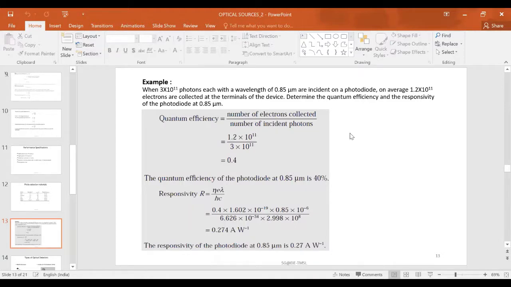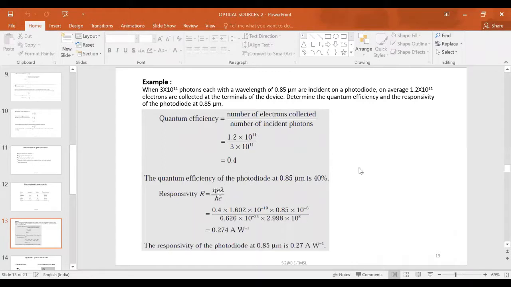How can we calculate this? We know the quantum efficiency formula: the number of electrons collected divided by the number of incident photons, and we can easily write down this value so that we can calculate the efficiency. Efficiency is always represented in percentage, so that means a 40% quantum efficiency for this particular photodiode. And from efficiency, we can calculate the responsivity, R equals eta e lambda by hc. Every parameter has been given, so we need to put them here, and we can calculate the responsivity in amperes per watt. So that is 0.27 ampere per watt.